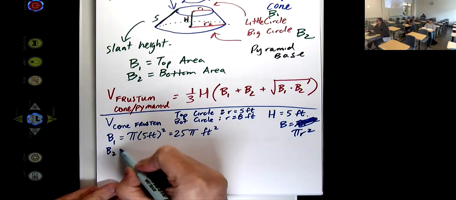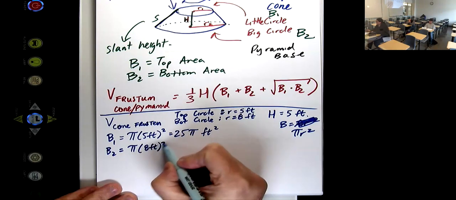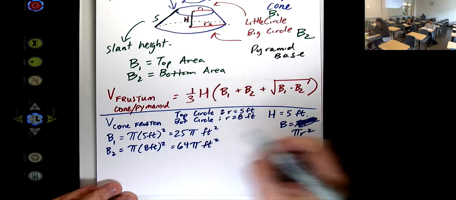All right, base 2, we have an 8-foot radius. And that's gonna give me 64 pi feet squared.